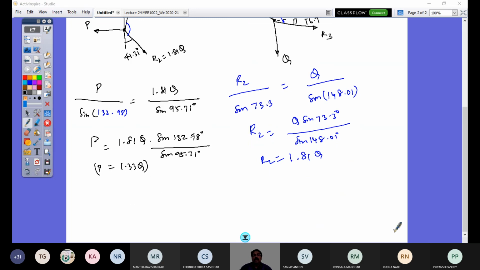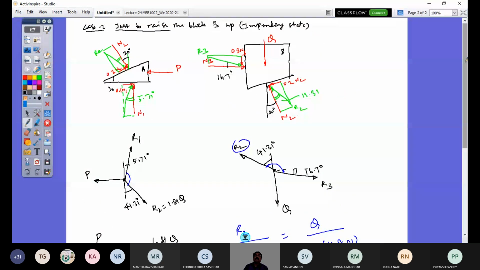So now, for the system to be under equilibrium, the range of value of P is given by: P should be less than 1.33 times Q and it should be greater than 0.216 Q. So this is the answer. Like this you should answer. As long as you have the P value between these two values, you would have this system under static equilibrium. So this type of problem can be asked in the examination. This is of the group of wedge friction problems.